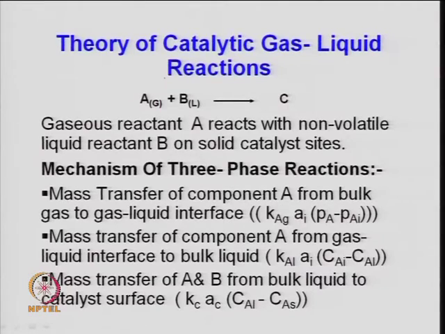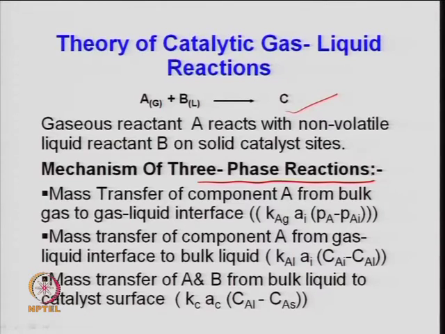So, gas A reacts with liquid B and transforms into a product. This is the simple stoichiometric reaction which we have assumed here. The gaseous reactant A reacts with B, which does not transfer into the gas side, so it is a non-volatile liquid under the reaction conditions. And the liquid is already inside the pores of the catalyst, that is, the catalyst pores are already saturated with the liquid. So, let us look at the mechanism in this kind of multi-phase reaction system.